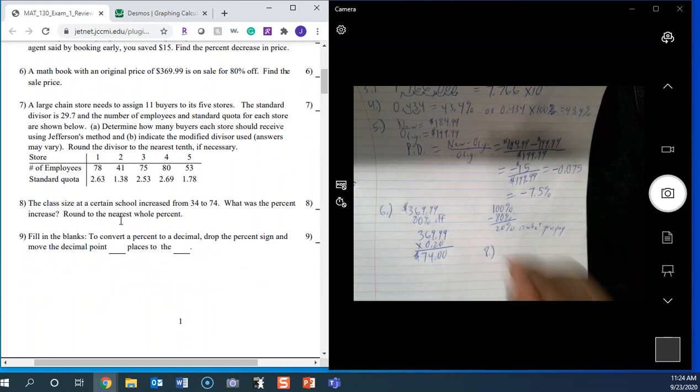Okay, I'm going to do number 8. This is a percent increase problem. It says the class size at a certain school increased from 34 to 74. What was the percent increase? So 34 is the original.